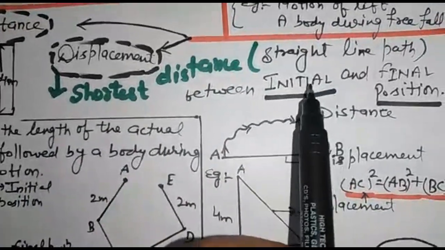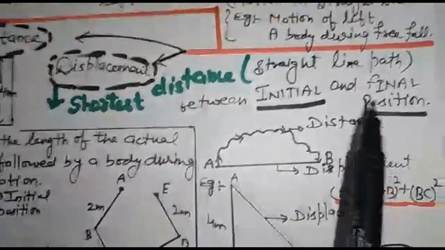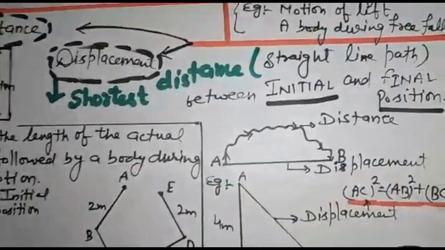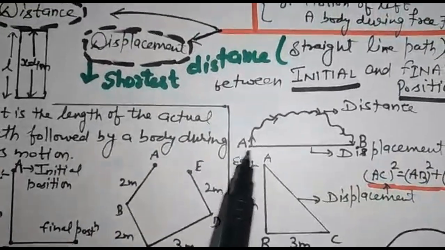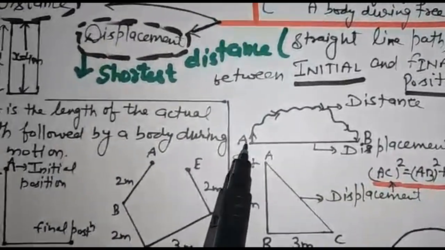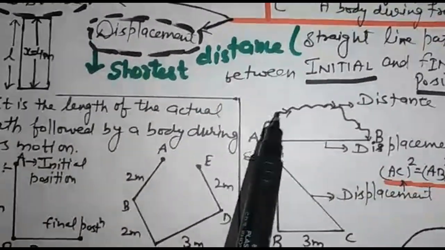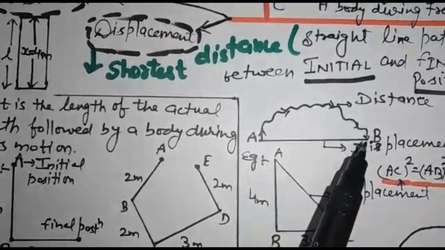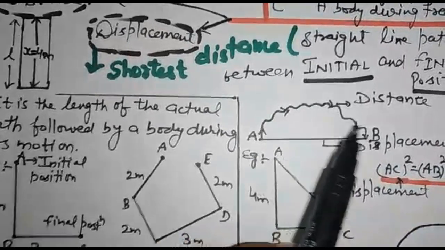Here we are discussing initial and final position, and in between them, what are we discussing? It must be a straight line path. Look at this. The body is at A, and if it moves towards B through this path, this is the distance traveled by the body.